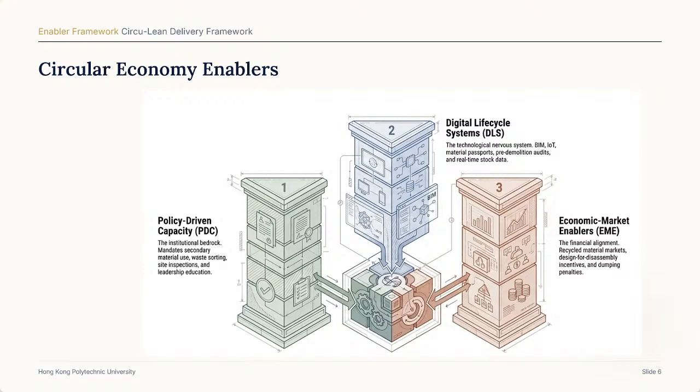The first one is policy-driven capacity, which focuses on the institutional or governance layer, because it focuses on circular economy guidelines. The second is the digital life cycle system, where technology comes in, like building information modeling, IoT, and material passports. The final pillar relates to economic market enablers, because it focuses on material recycling or design for disassembly incentives and dumping penalties.